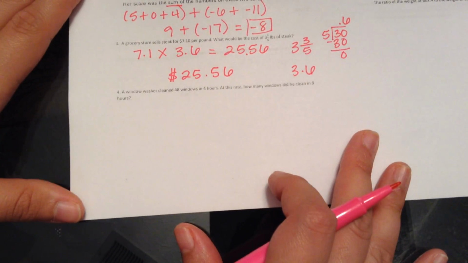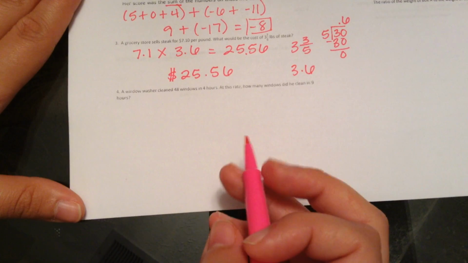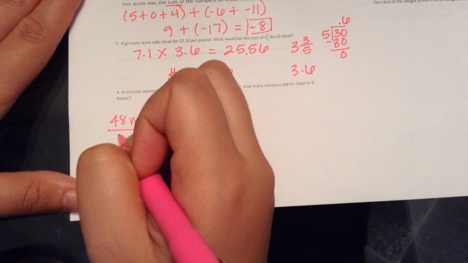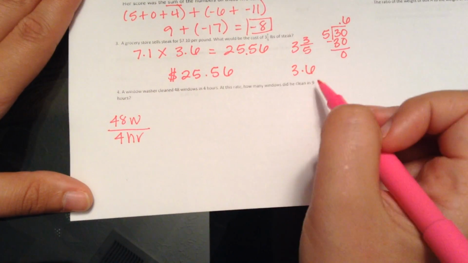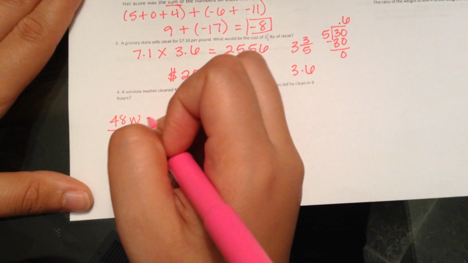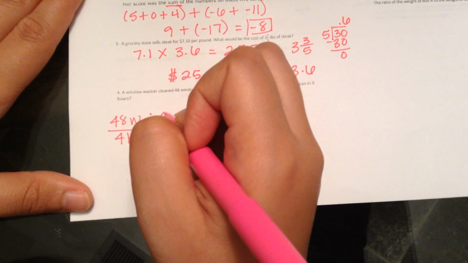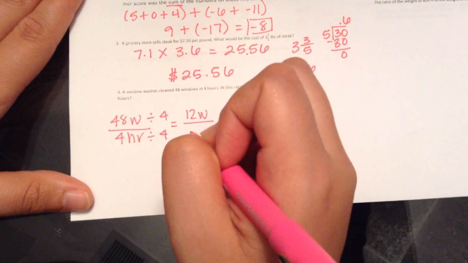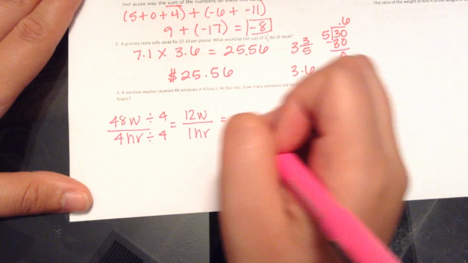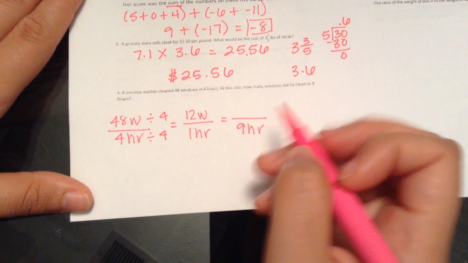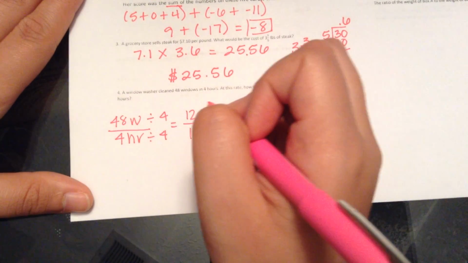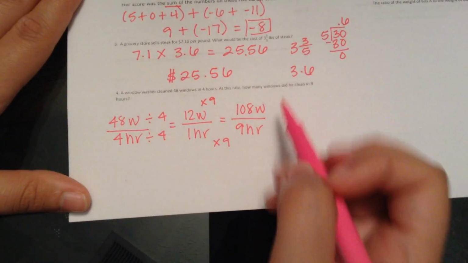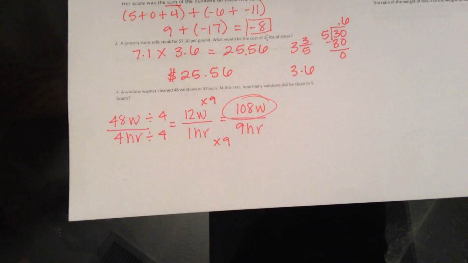All right, number 4. It says if you can wash 48 windows in 4 hours, how many can you wash in 9 hours? So first I'm going to go ahead and simplify this. I'm going to divide by 4. Okay, so I know that's 12 windows in 1 hour. Okay, now I'm trying to get to 9 hours. So 1 times 9 is 9, so 12 times 9 is 108 windows. Okay, so this is going to be your answer right here.